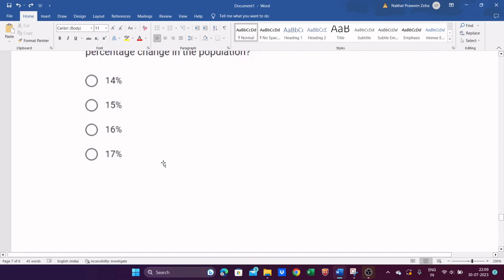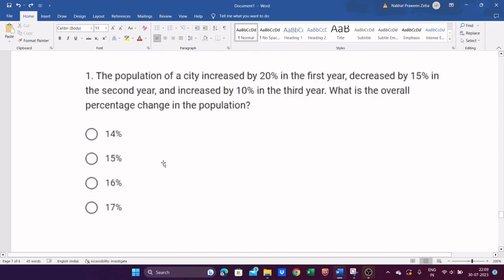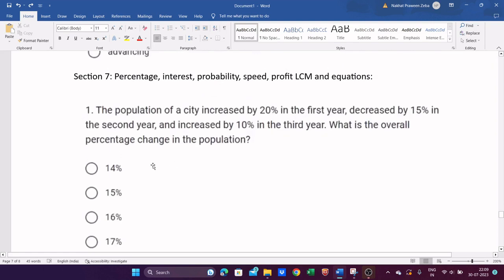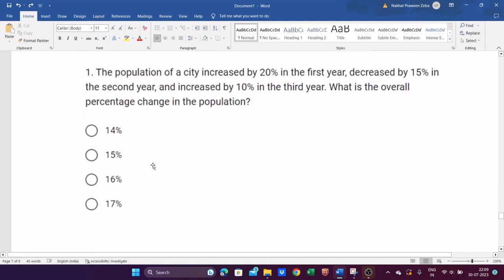Okay, you can solve it and let me know in the comment section what answer you got from these given options: 14, 15, 16, and 17%. You need to find the percentage change only.